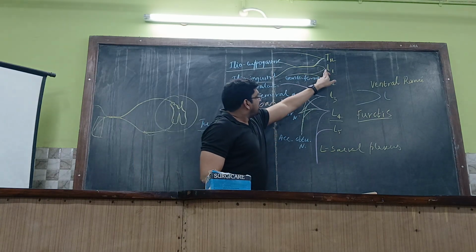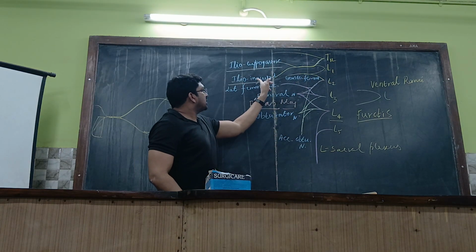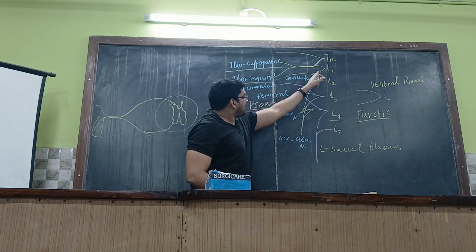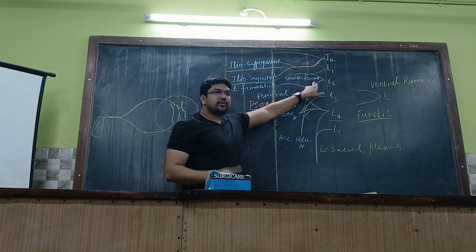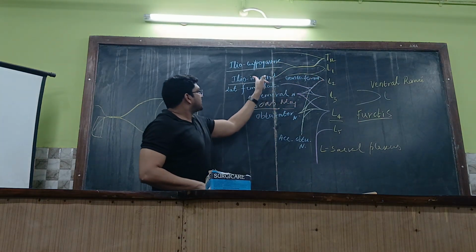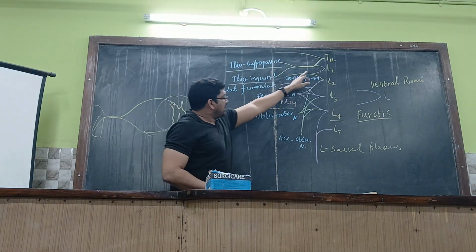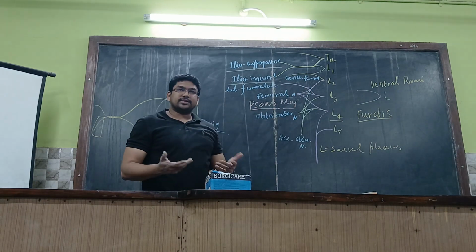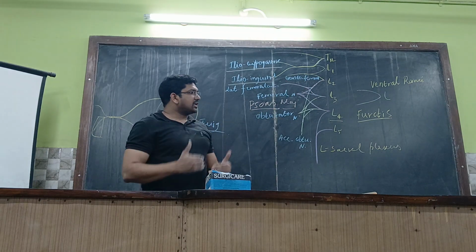So only from L1, how many nerves are coming? Iliohypogastric nerve and ilioinguinal nerve. Whenever the lower branch is joining with L2, it will be forming the genitofemoral nerve. That's all. From L1, iliohypogastric nerve and ilioinguinal nerve. But from L1 and L2, there is the genitofemoral nerve. That's all. We got all the lumbar plexus.